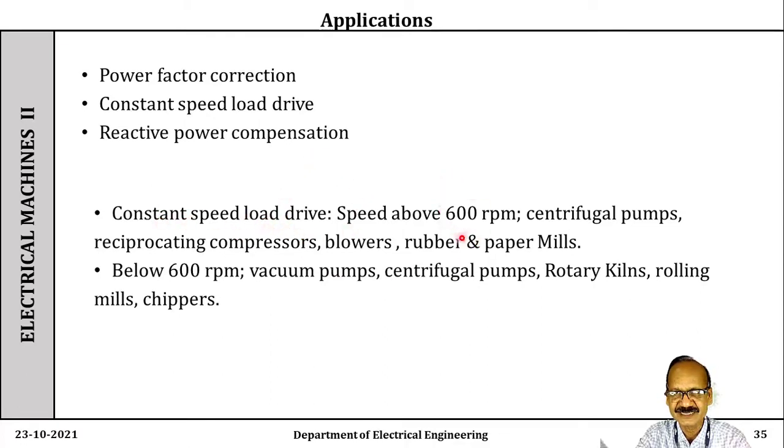Speeds above 600 RPM can be used for centrifugal pumps, reciprocating compressors, blowers, rubber and paper mills. Below 600 RPM it can be used for vacuum pumps, centrifugal pumps, rotary kilns, rolling mills and choppers.